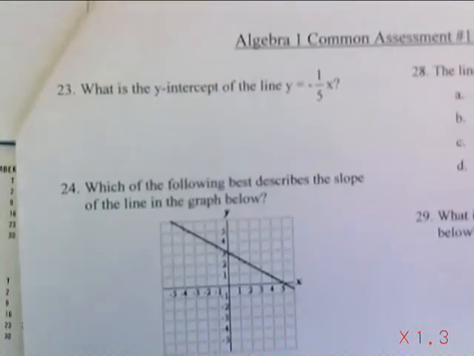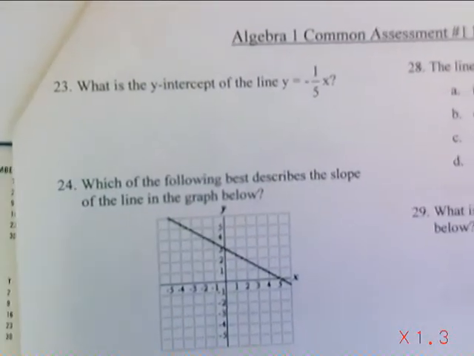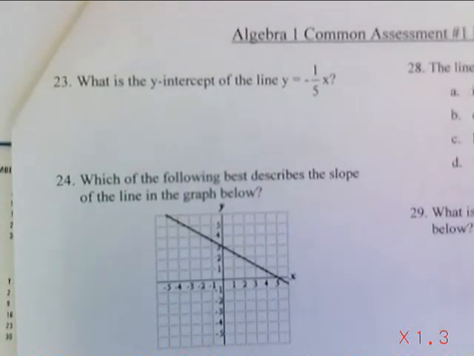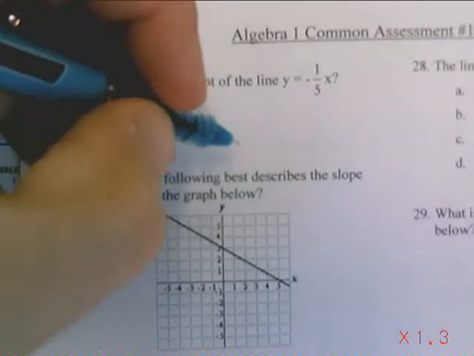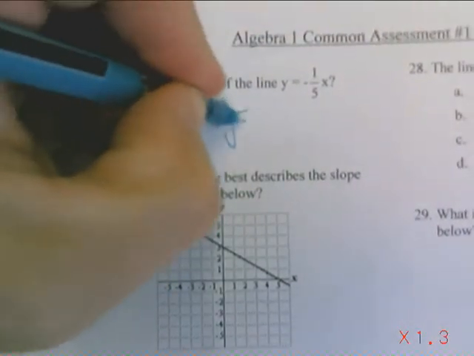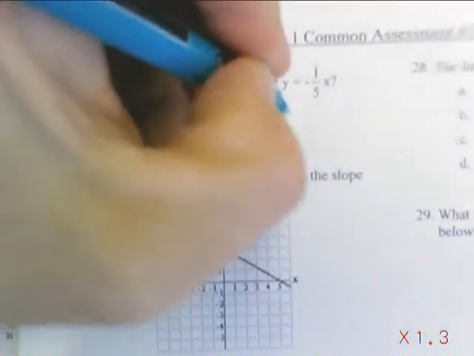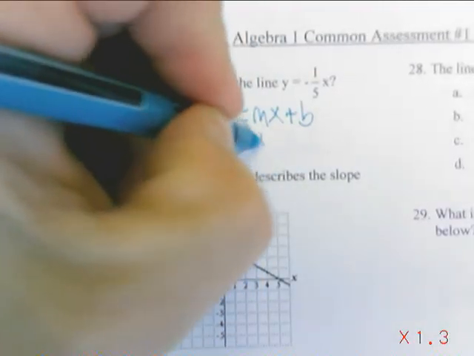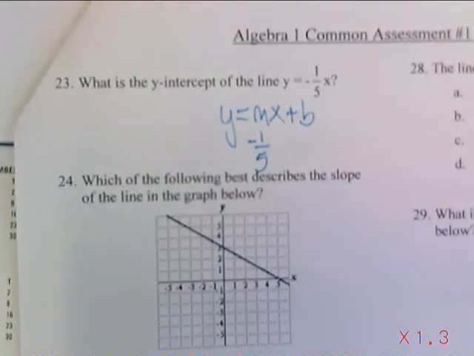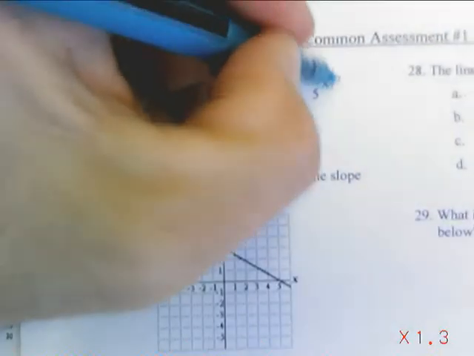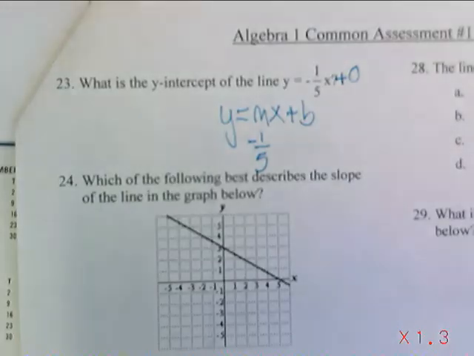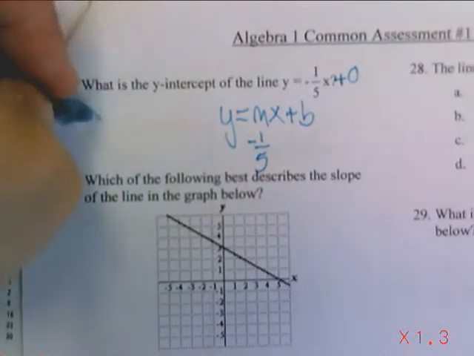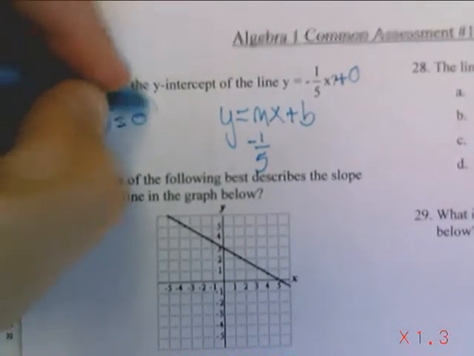Let's skip over to these right here, if I can get to these before I have to leave. What is the y-intercept of the line y equals -1/5 x? Equations are written like this: M is your slope, B is your y-intercept. So our slope is -1/5, but there's no mention of a B. If there's no number right here, they could have very well written 0, but you don't have to. So my y-intercept in this case is 0.